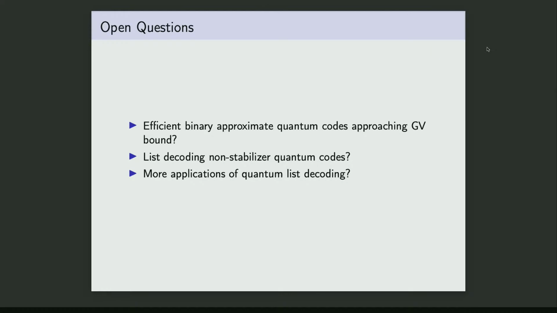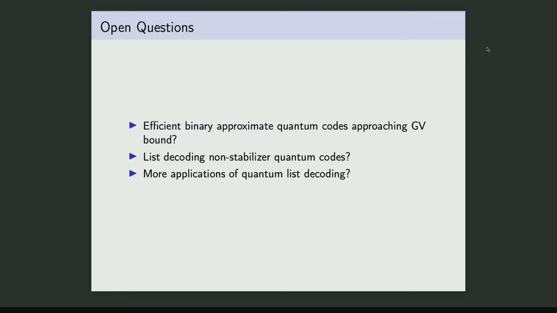The first one is, can we get efficient binary approximate quantum codes approaching the GV bound? I guess what I didn't mention is that the Singleton bound, we really only know how to achieve it for large constant alphabets. For binary alphabets, we really think we can only hope for this GV bound, which is a weaker bound. And if we had really good binary list decodable codes that are efficient, we could get this. But we don't even know those classically. So maybe some really big breakthrough in list decoding could get this. But it's unclear as of now.